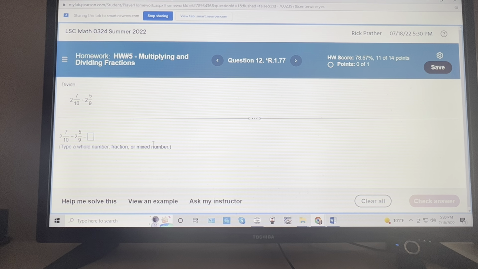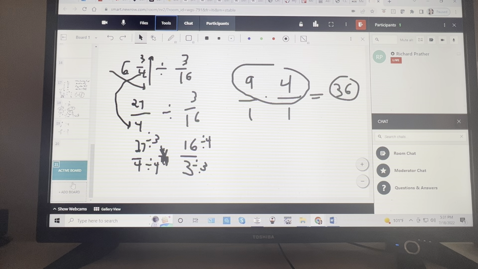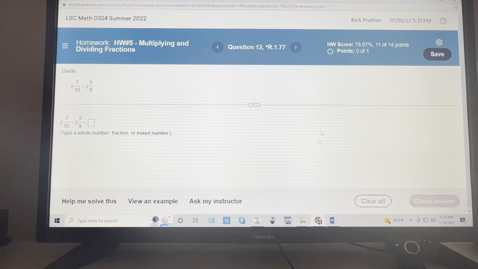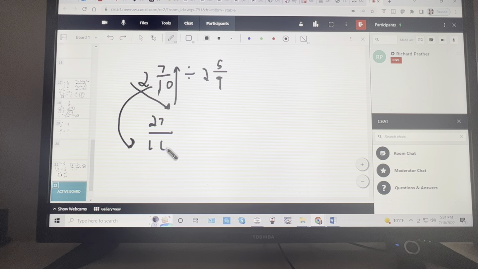Okay, we got 3 problems left. So now I just have to do what we did on the last problem twice. 2 7/10 divided by 2 5/9. So go down 2 × 10, go up and add. 2 × 10 = 20, +7 = 27 over the original 10. We're dividing. 2 × 9 = 18, 18 + 5 = 23 over the original 9.